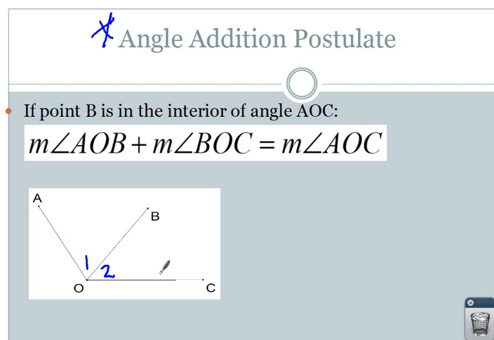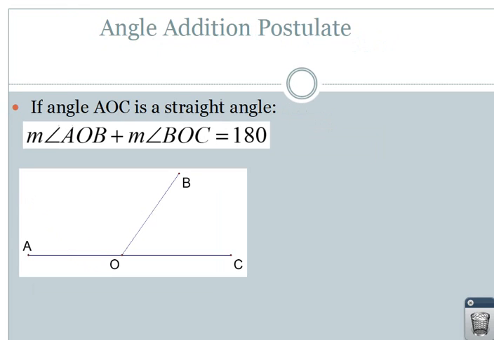Okay, just like the segment addition postulate. Now this one has a twist, because if AOC happens to be a straight angle, so it's a straight line, but it's got this line here making two angles, then they're saying the left angle plus the right angle equals 180. So that's just a special case within this theorem.